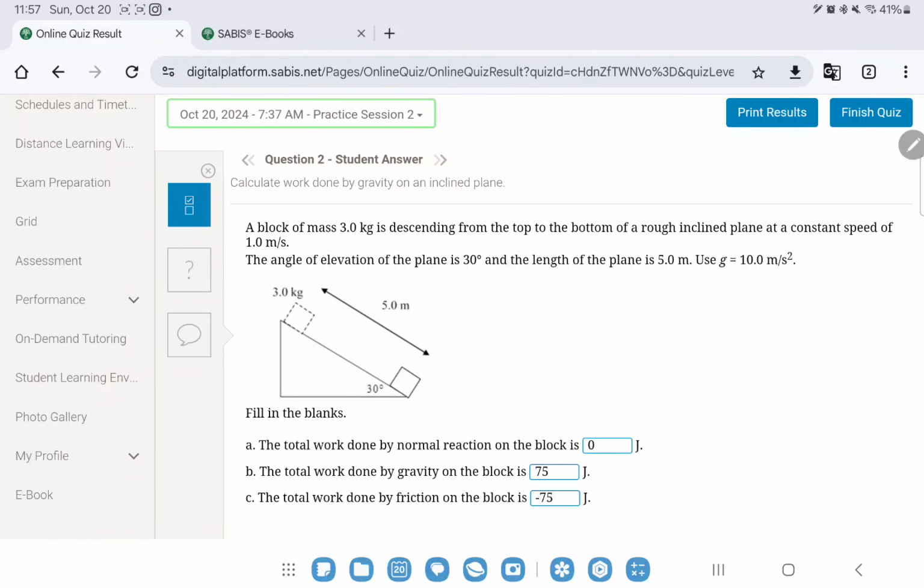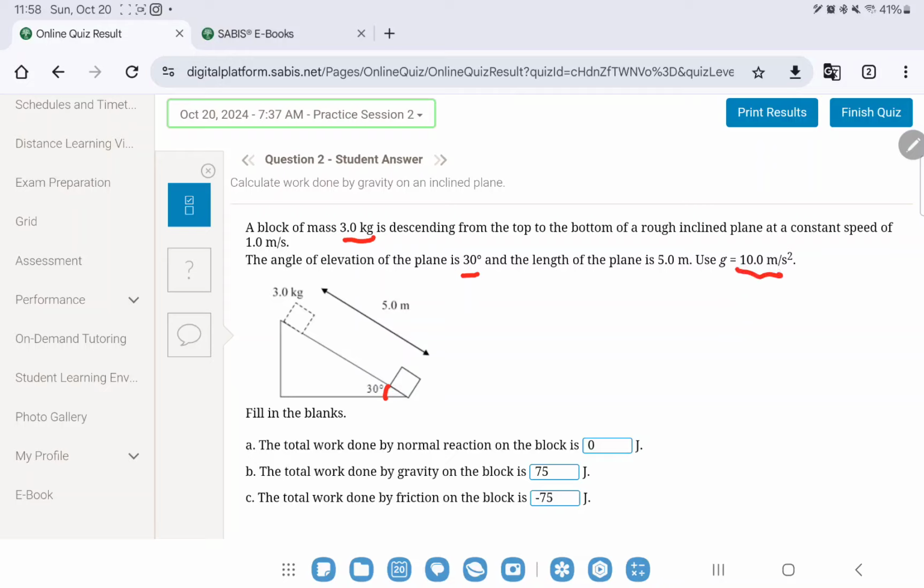Now we have this question. It's telling you I have a block of mass 3 kg descending from the top to the bottom of a rough inclined plane at a speed of 1 meter per second. The angle of elevation of the plane is 30 degrees and the length of the plane is 5 meters. We're going to use g as 10 meters per second squared.